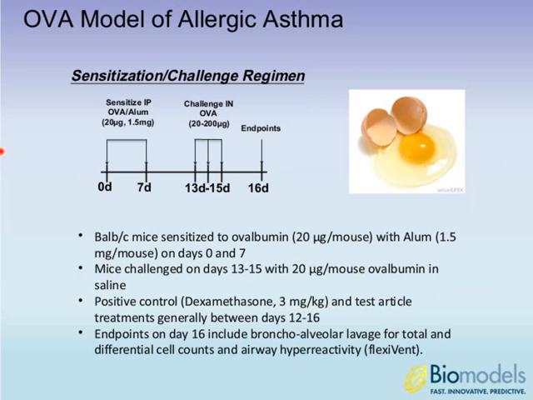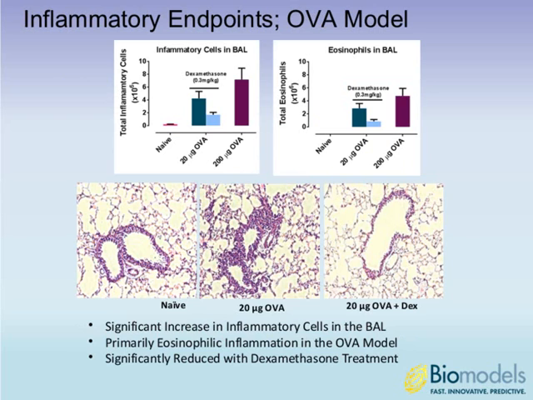So here's one study design for the OVA model. Again, these animals were sensitized on days 0 and 7, and then challenged on days 13, 14, and 15. We did treat some of these animals with a positive control, in this case dexamethasone. Generally, dexamethasone or test article treatments can be between days 12 and 16. Endpoints on day 16 in this study included BAL as well as airway hyperreactivity.